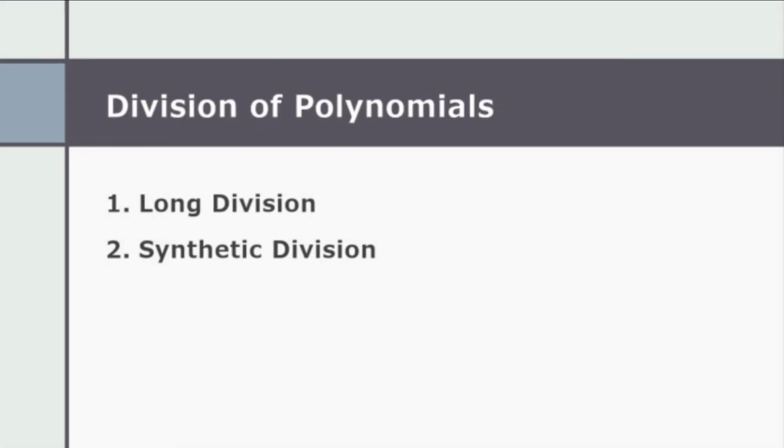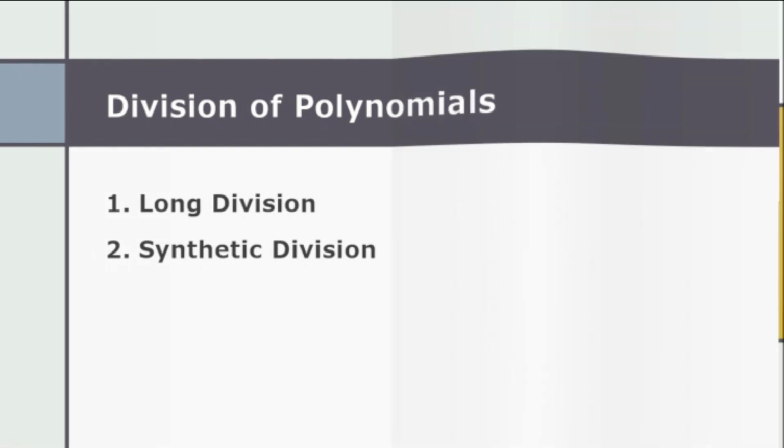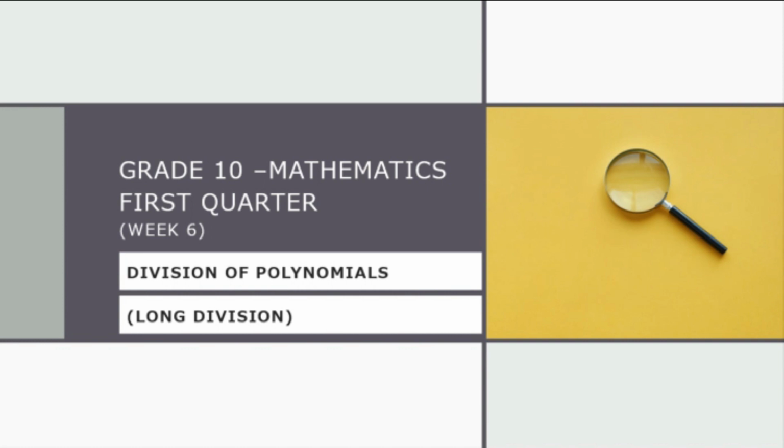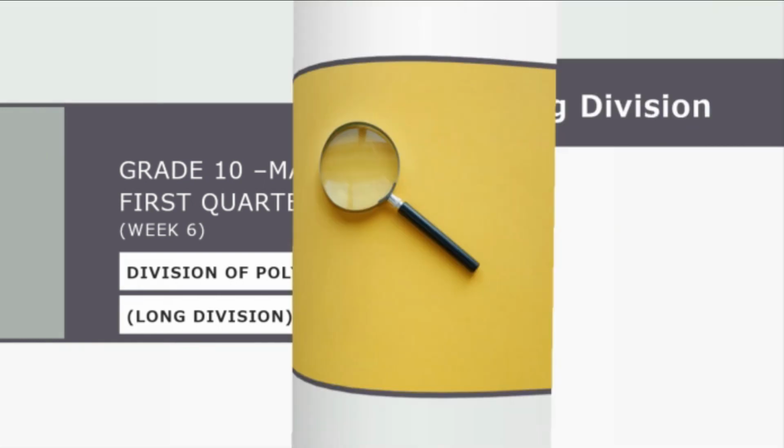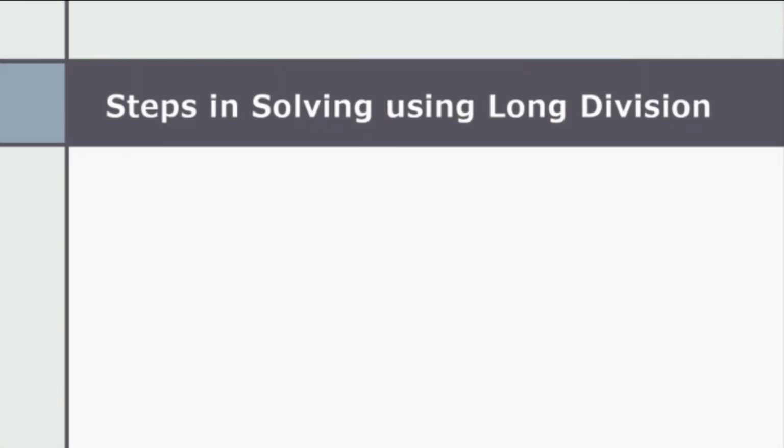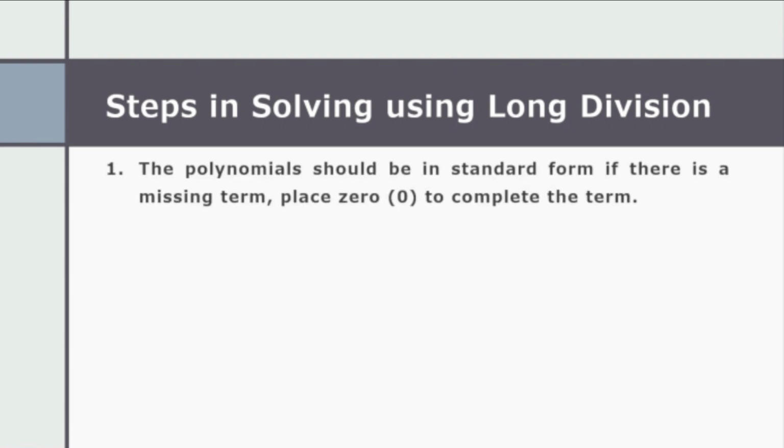There are two methods in dividing polynomials. That is using the long division and the synthetic division. Long division is a lengthy procedure in dividing polynomials where all operations are applied. Here are the steps in solving using long division. Number 1. The polynomials should be in standard form. If there is a missing term, place 0 to complete the term.